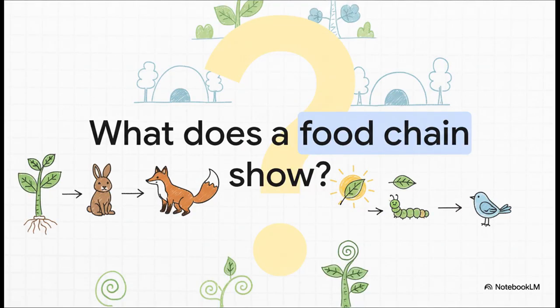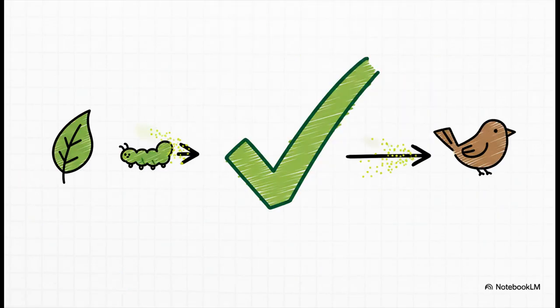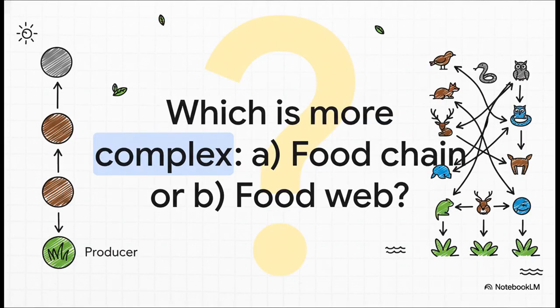Okay, you're getting the hang of it. So let's do a quick check. First question, what does a food chain actually show? Is it A, where animals live, B, who eats whom, or C, how plants grow? Take a second to think about it. If you said B, you got it. A food chain is all about tracking that direct transfer of energy, that simple, linear story of who eats whom. Nice job.